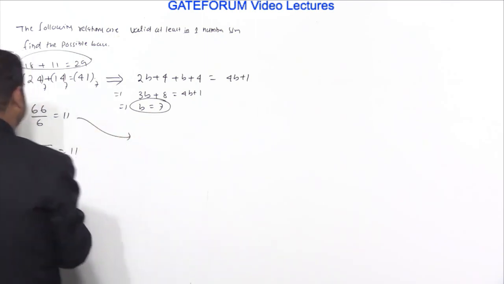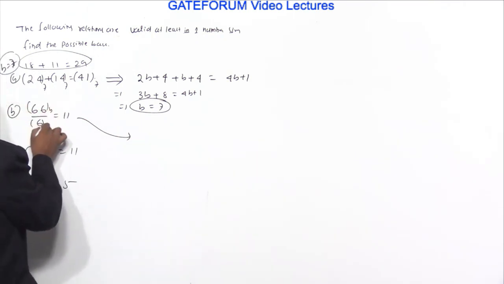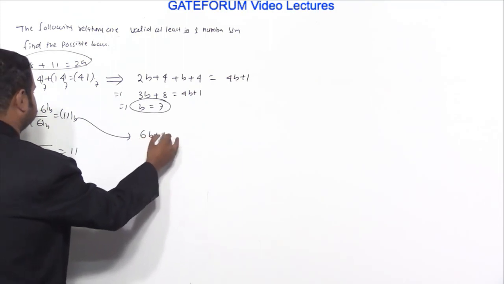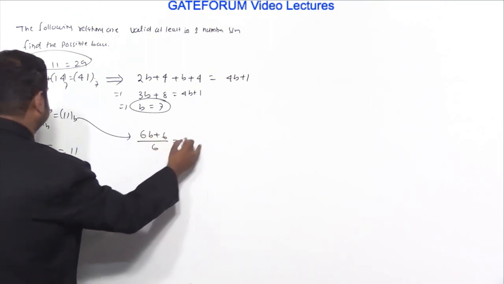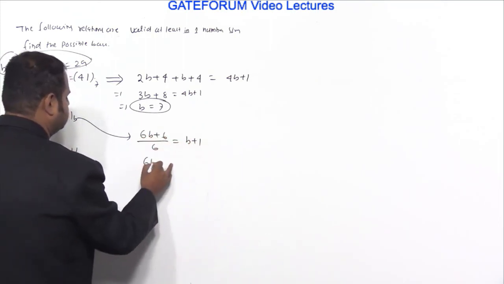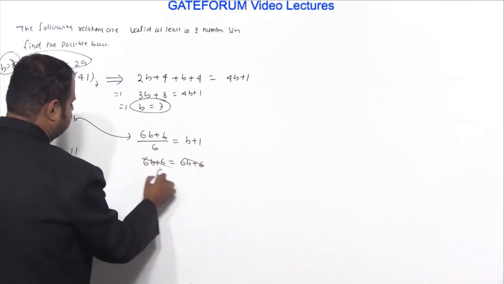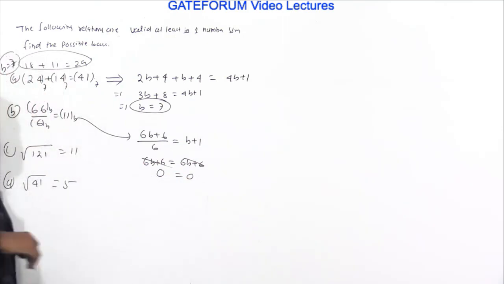66 by 6 equals 11. So you take this as B, this as B, this as B. If I am converting this into base 10, 6B plus 6 by 6 is equal to B plus 1. So 6B plus 6 is equal to 6B plus 6. Both sides cancel, and I am getting 0 equal to 0. Like in the previous case, I was able to get a unique answer of B equal to 7. In this case, I am not able to conclude a unique answer for B, because I am getting 0 equal to 0.